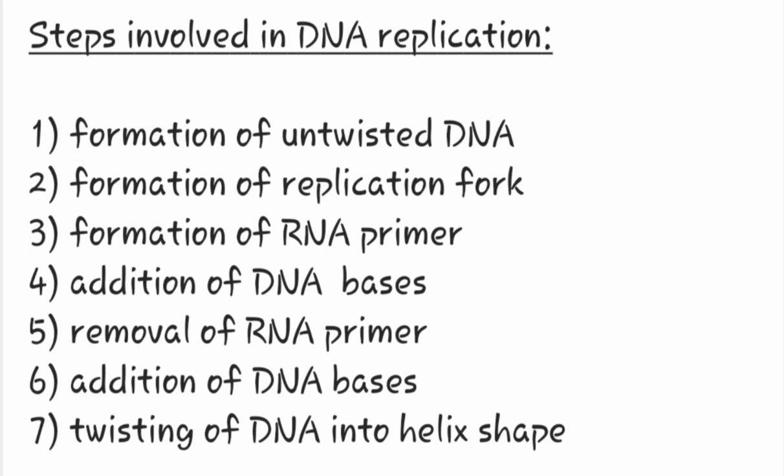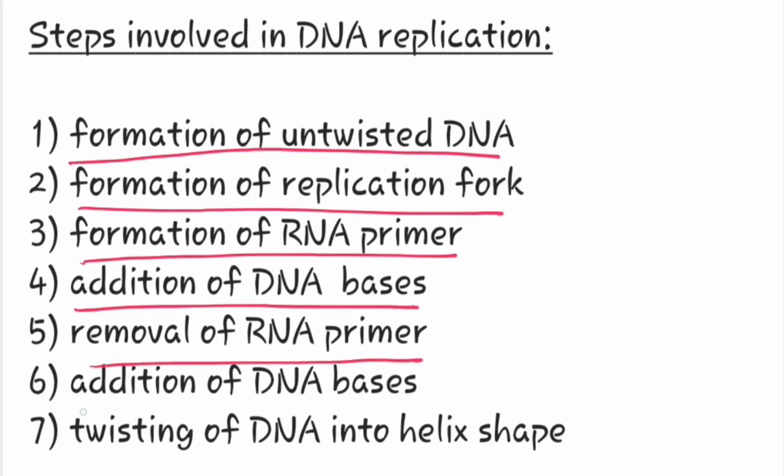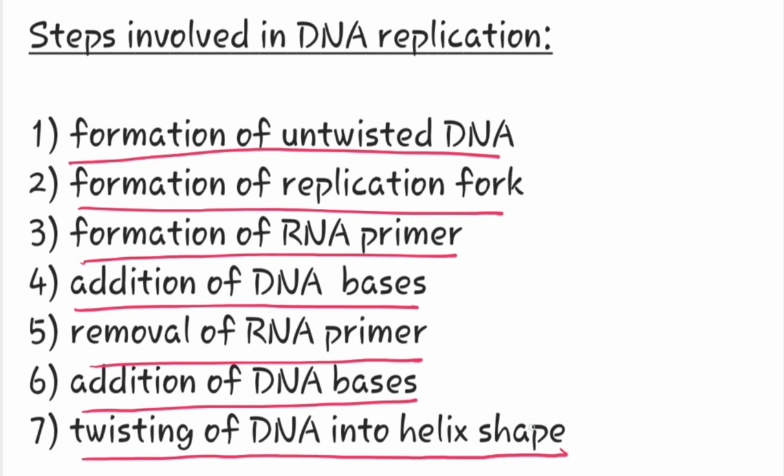First step is formation of untwisted DNA, second is formation of replication fork, third is formation of RNA primer, then fourth is addition of DNA bases, then removal of RNA primer, addition of DNA bases, and the last and the 7th step is twisting of DNA into helix shape.